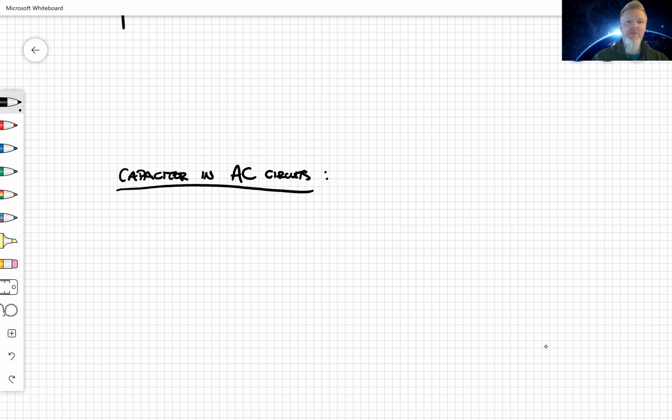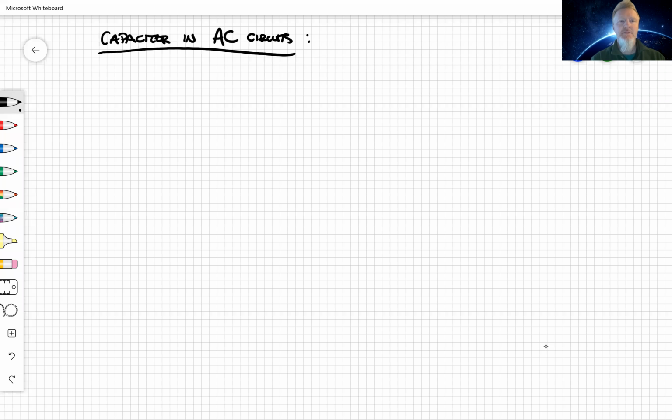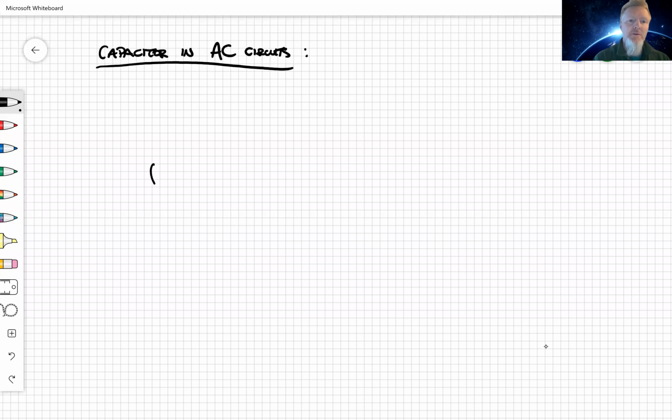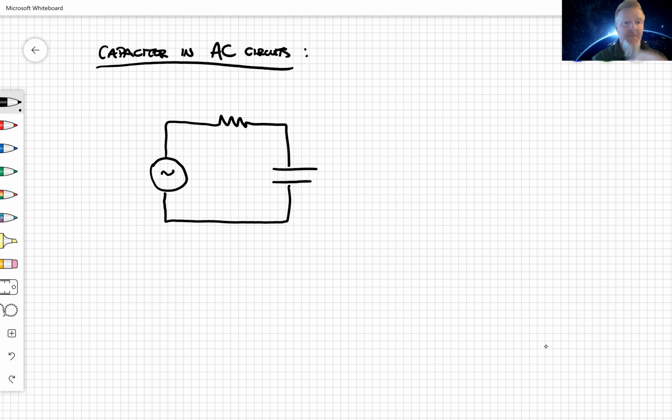All right, so capacitor in an AC circuit. Look, I can't just put one single capacitor by itself. I want to have a resistor in there so I can measure the current. Okay, so it really needs to be an RC circuit. So what I'm going to do is throw in a resistor, pop a capacitor in here, and stick it across an AC power source. Okay.